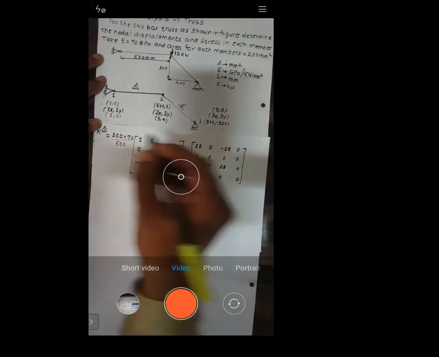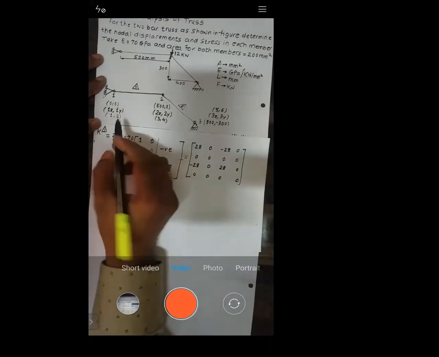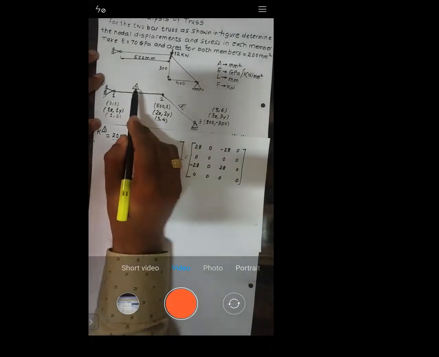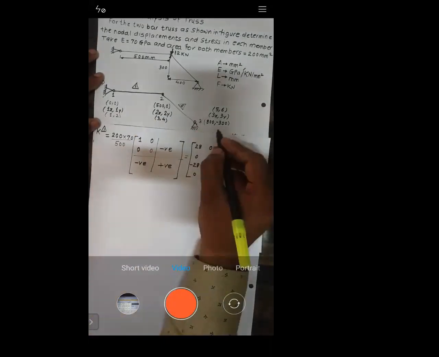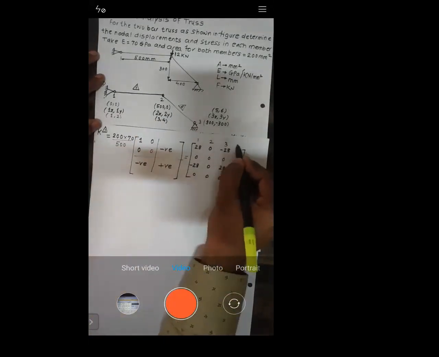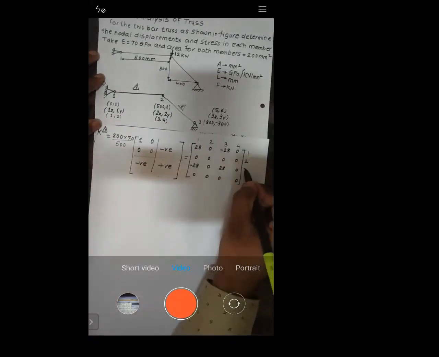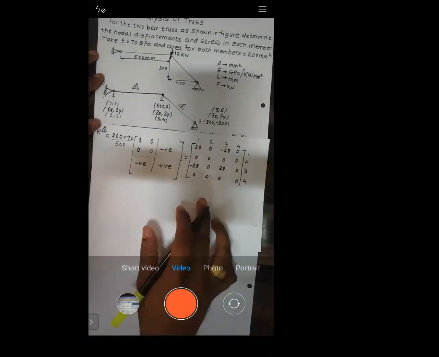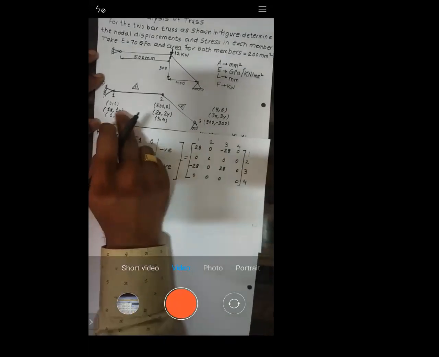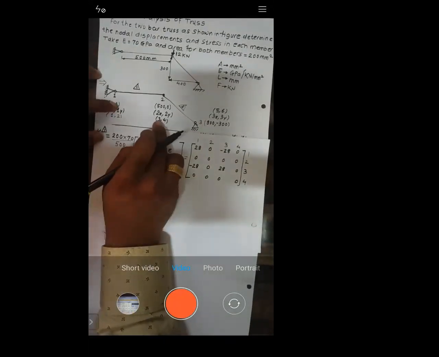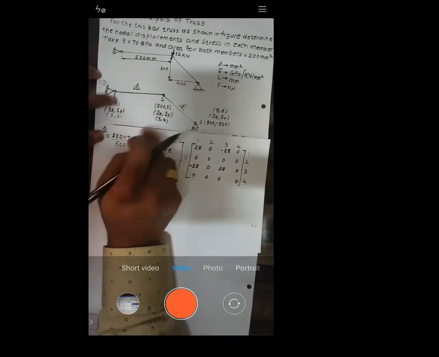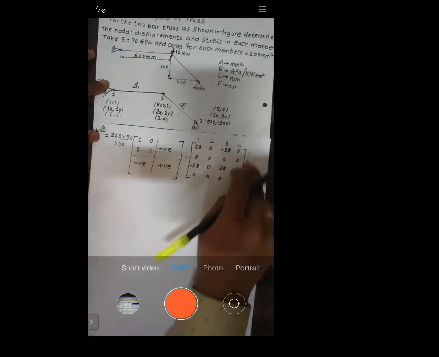Now see, for element number 1, I need to write down the degrees of freedom. What are those? 1, 2, 3, 4. Similarly here I will write 1, 2, 3, 4. This numbering is very important. 1 can move in X, 1 can move in Y, 2 can move in X, 2 can move in Y. So I assign the numbers 1, 2, 3, 4, and 1, 2, 3.